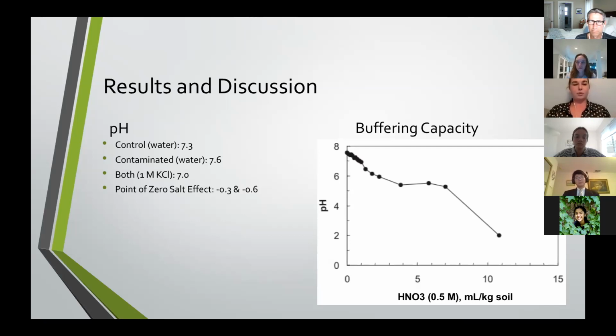For the pH, it was found that the control and the contaminated didn't have too much of a difference, with only a 0.3 difference. And then the point of zero salt effect was found to be negative for both the control and the contaminated, and the values were not too different from each other, indicating that it wasn't so heavily contaminated with heavy metals so as to inhibit its ability to attract metals and other cations.